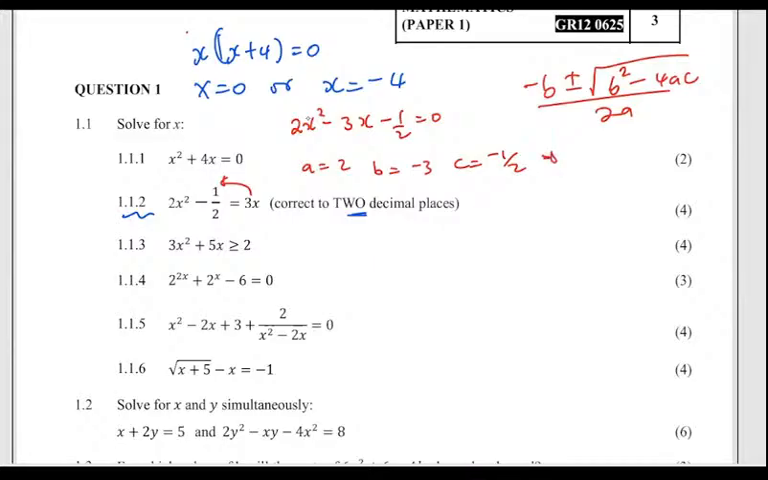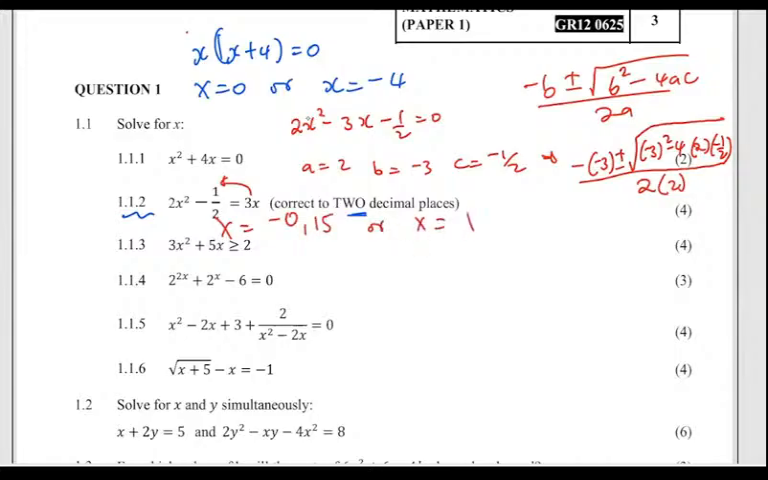So substituting is going to be negative, with a negative 3, plus minus square root of negative 3 squared minus 4. The a is 2. The c is negative a half. Everything is over 2 multiplied by 2. So what do we end up with? The first x value that I'm getting is negative 0.15, or the other x value will be 1.65. So show us the quadratic formula. Show us how you're doing your substitutions. You get all your full marks.